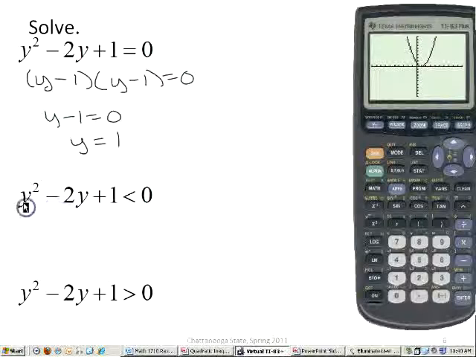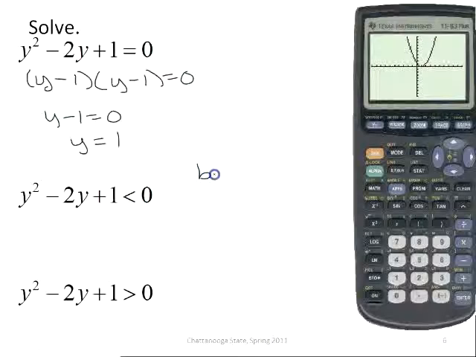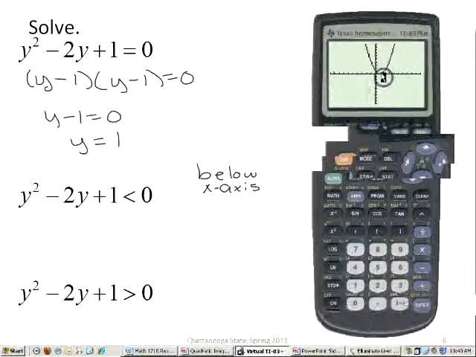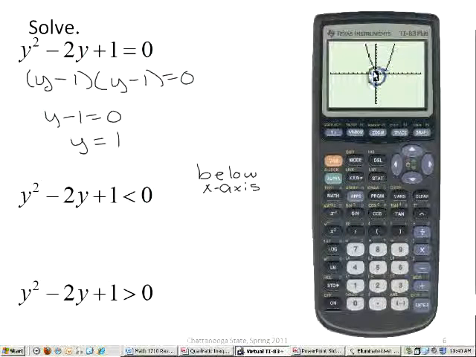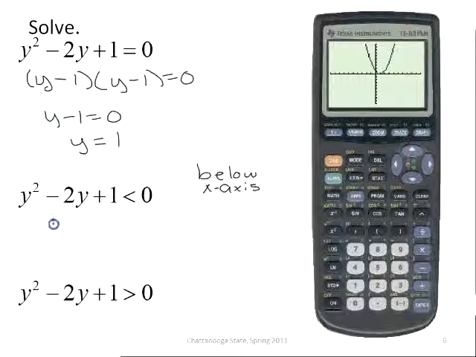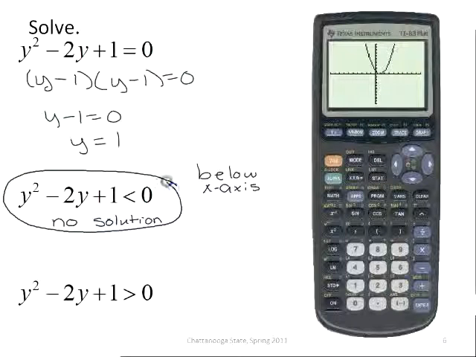So let's look at this problem. I want to know where y squared minus 2y plus 1 is less than 0. That means where it goes below the x-axis. If I look at this graph, there's not any part of this that's below the x-axis. My y values are never going to be less than 0. So I would say there is no solution to this inequality because it is never below the x-axis.